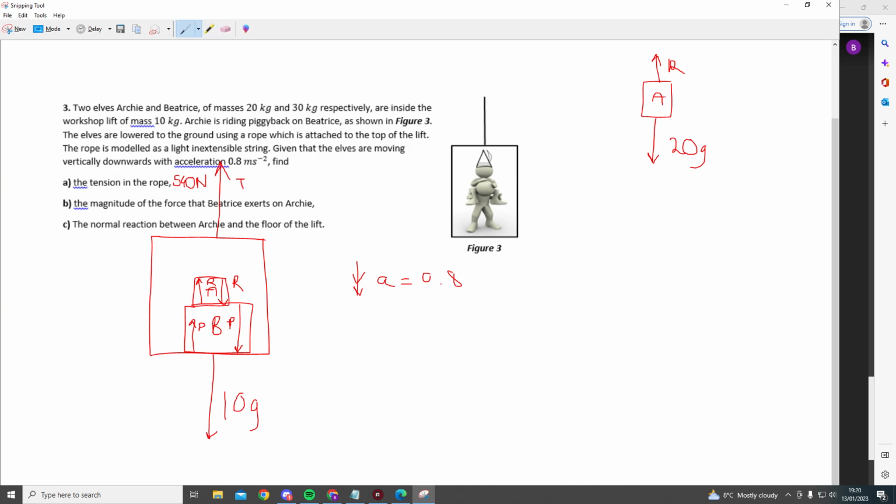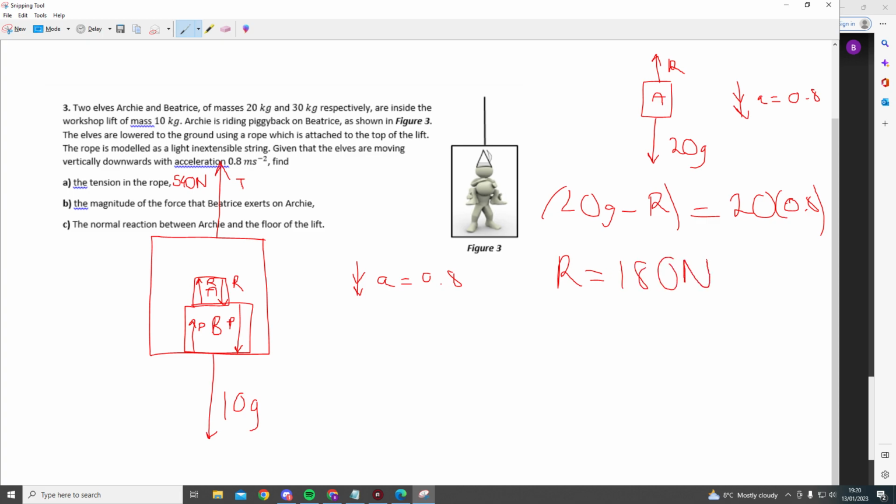Now, forces acting on A, which is also accelerating downwards, just like Beatrice, just like the lift, everything is accelerating downwards with acceleration 0.8. So let's calculate the resultant force. That's going to be 20g minus R. Using F equals ma, that equals 20 times 0.8. Rearranging for R, that gives us 20 times 9.8 minus 20 times 0.8, and so R equals 180 newtons.